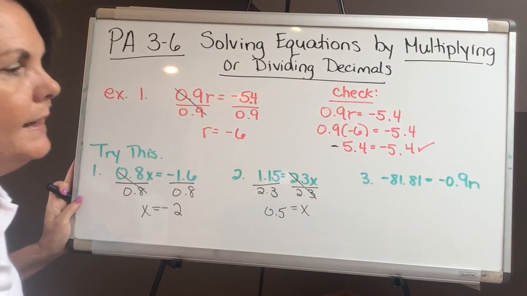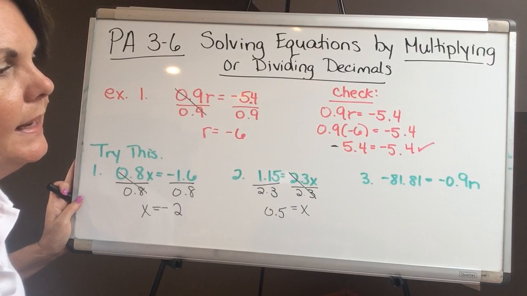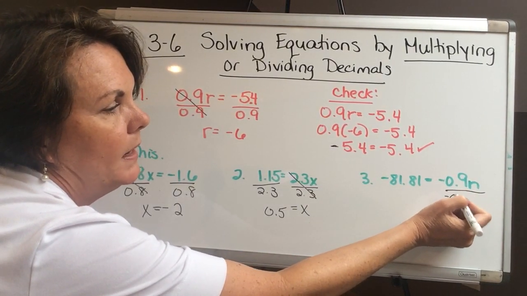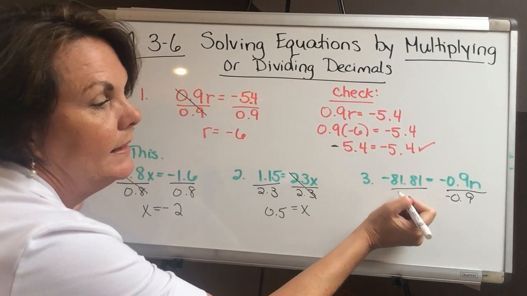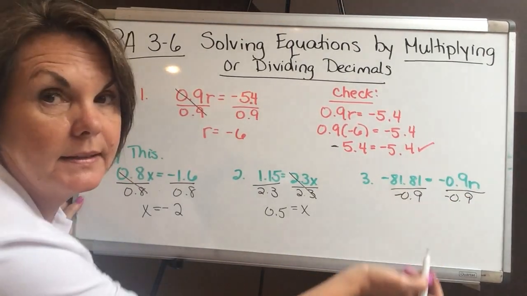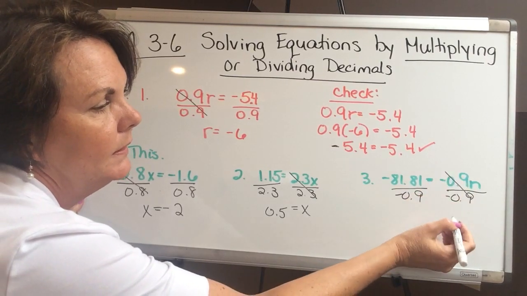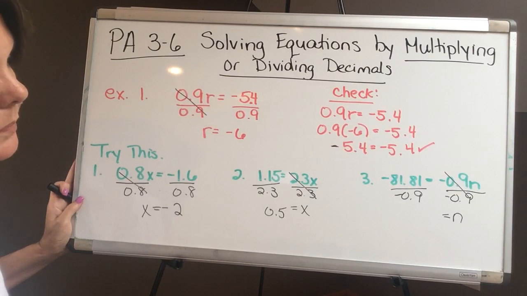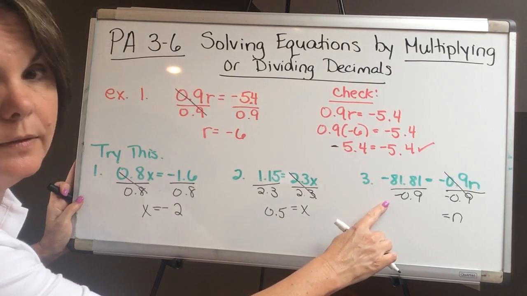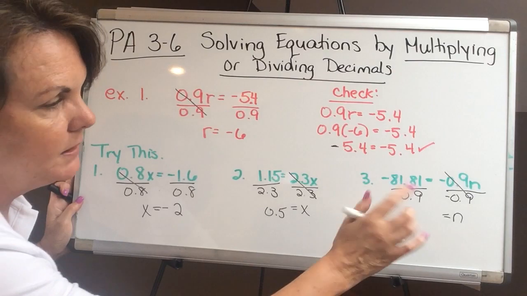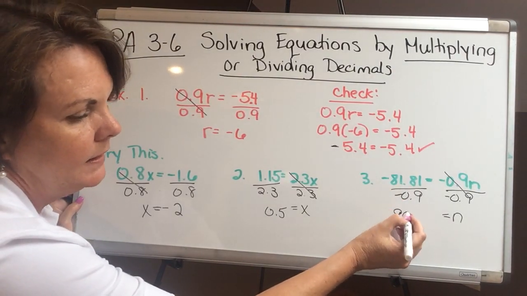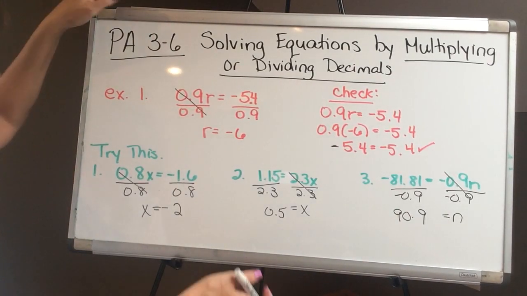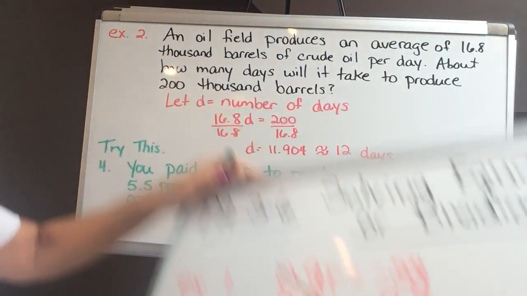And number 3, negative 81 equals a negative 0.9n. And now I'm going to divide by exactly what I see, a negative 0.9. This cancels, leaving me with n, which is my variable, on the right-hand side. And sign first, negative divided by a negative is a positive, and this comes out to be 90. All right, so the only difference now is that we have decimals.